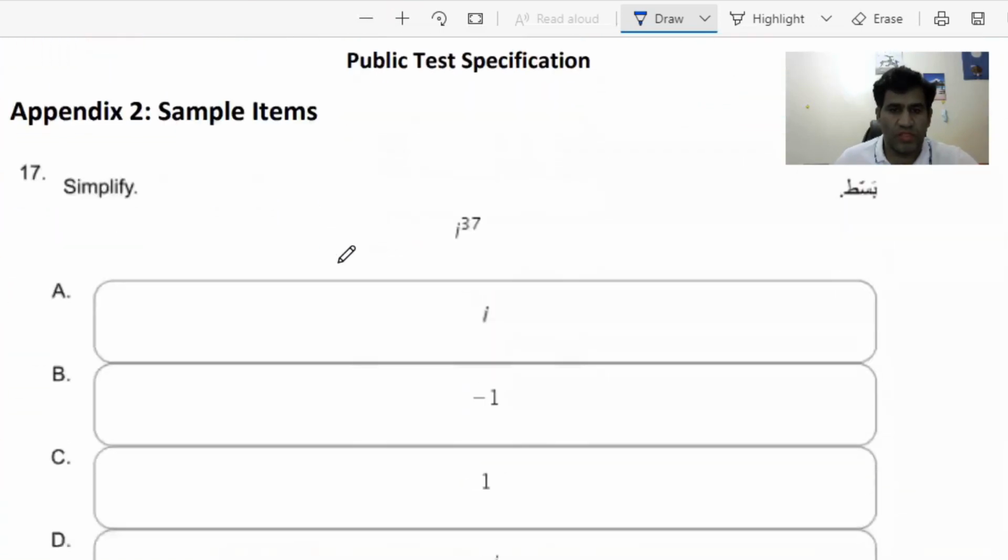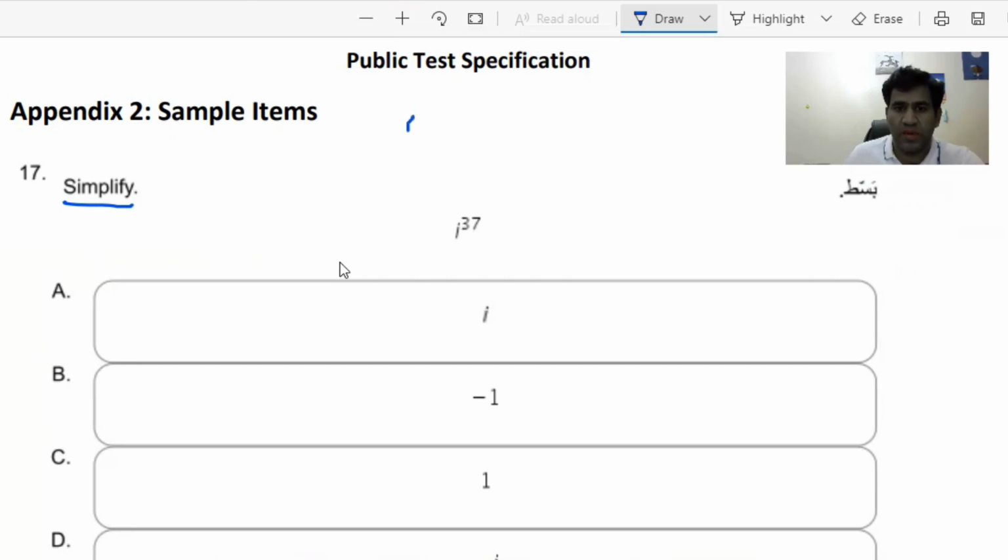Okay, let's go to the next question. The next question is again about imaginary numbers. They are asking us to simplify i to the power 37. To solve this kind of question, which is very easy, you just need to follow a specific rule to simplify them. Before solving it, it's important to know the basics behind this.